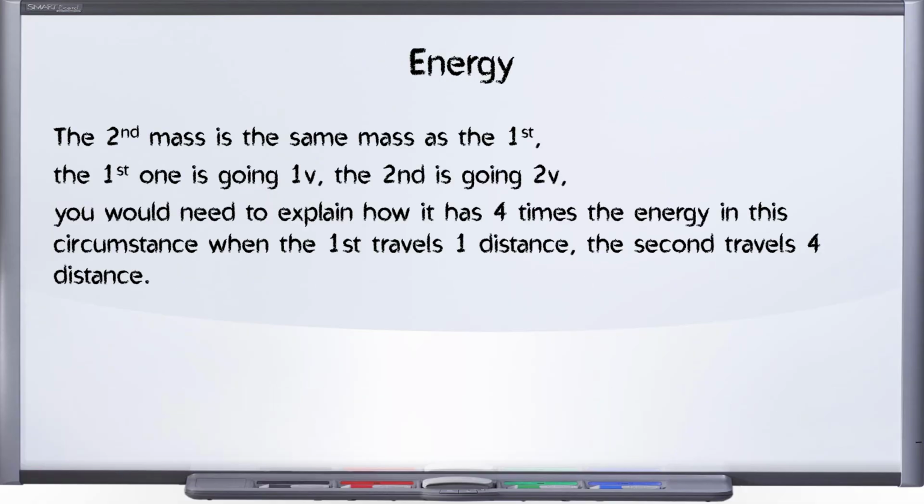All right, so here comes the question. That's the setup. Here's the question. You would need to explain how it has 4 times the energy in this circumstance when the first travels 1 distance, the second travels 4 distance. The key word here, the vocabulary word, is energy. I want 4 times the energy. So in order to quantify the energy, I need to know what exactly the energy is so that I can put a number to it.